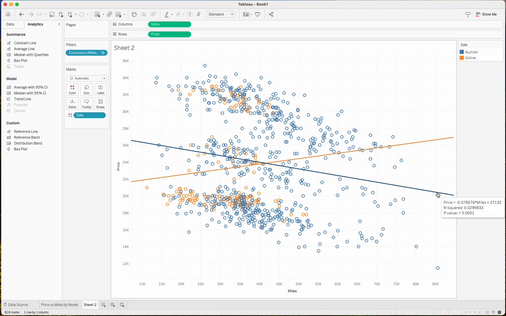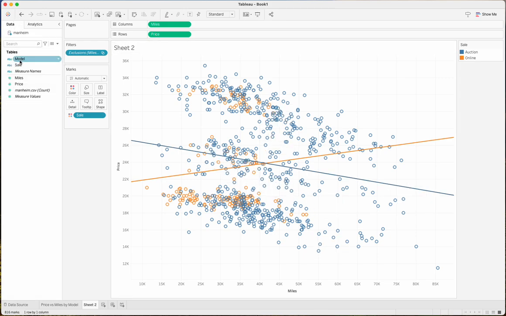Let's go to the blue trend line. Now, the blue trend line is in fact significant. So there is this association, but this association between price and miles is very, very small. The R square is 0.02. So what is potentially going on over here? One of the things that is potentially going on is that there is another piece of information that we are lacking in this visualization. And that piece of information has to do with the model of the car.